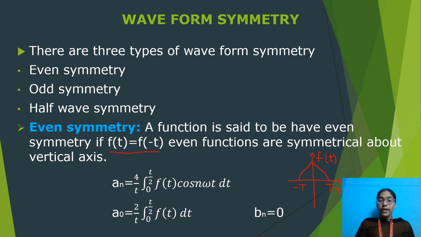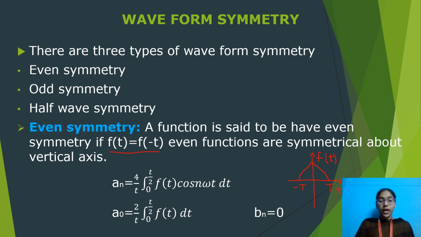Like this is the xy plane, f of t against t. This is a triangle or square or rhombus, anything. The triangle is dividing both planes in equal parts. So this is an even symmetry.